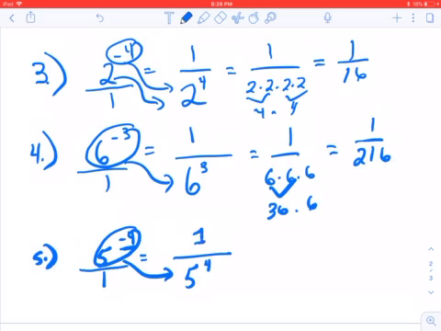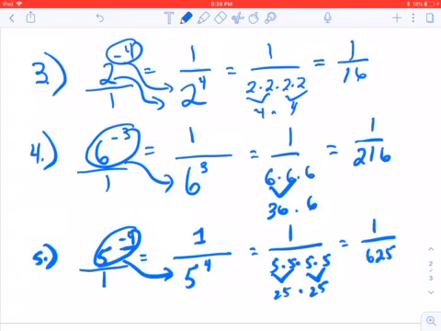Make sure you put a 1 on the top there because you can't just have blank space. So we have 1 over 5 times 5 times 5 times 5. If we work that out, that's 25 times 25. That gives me 625. So that's what you get when you evaluate that and work it all the way out.